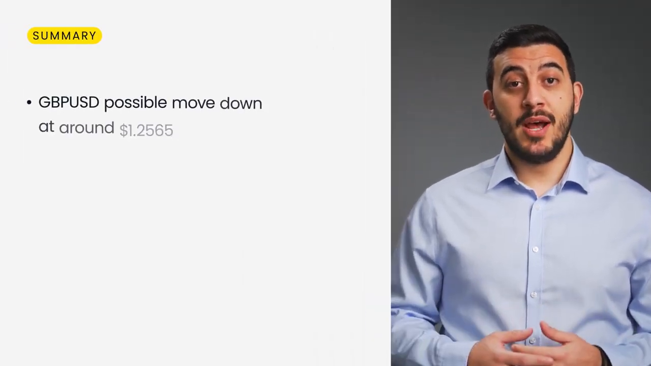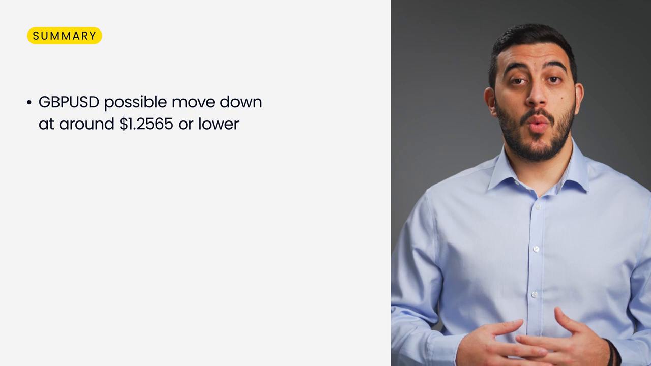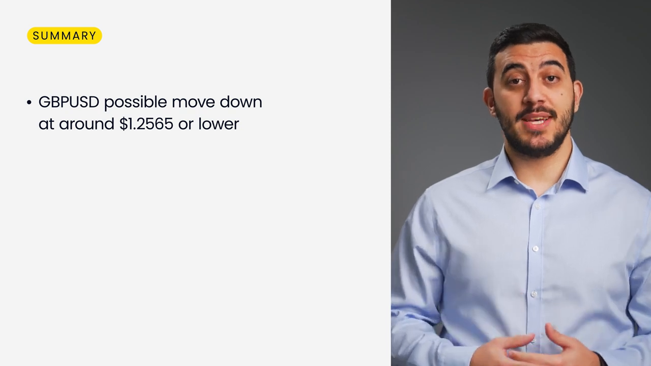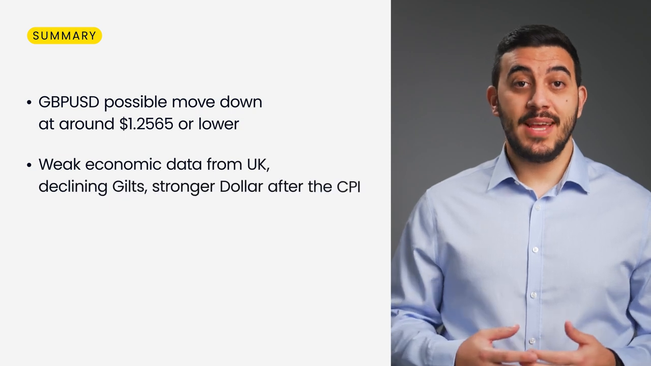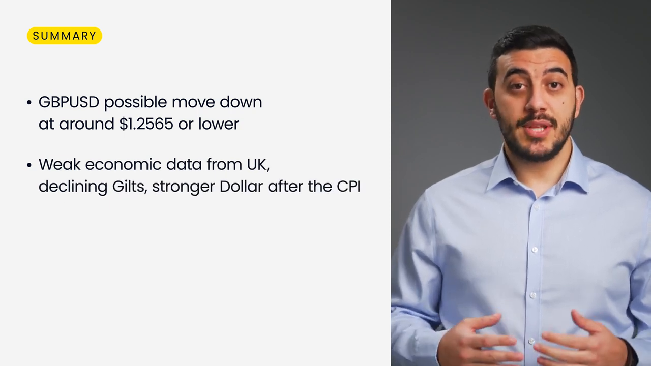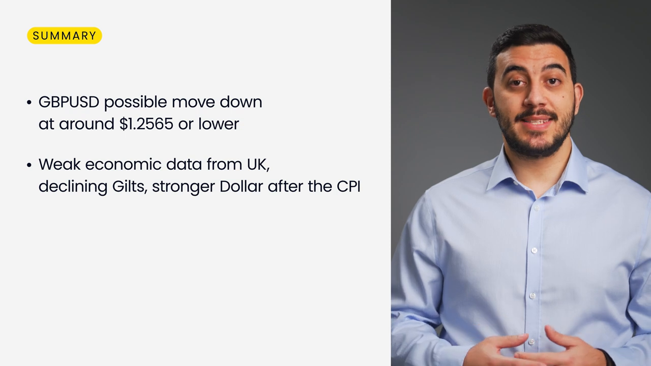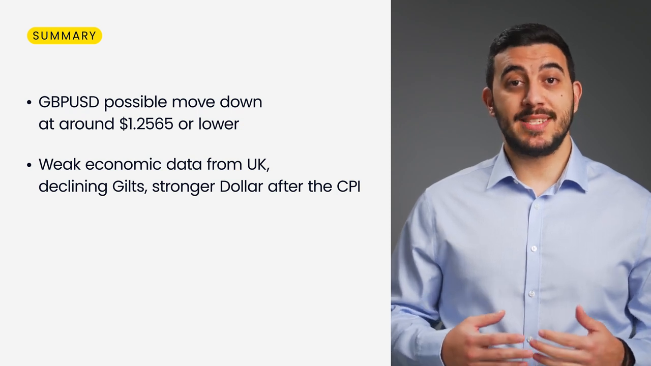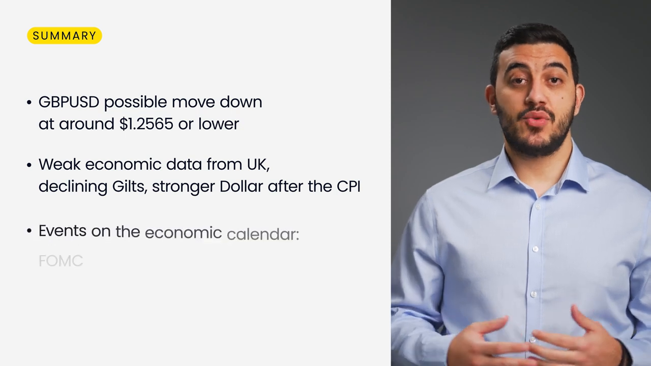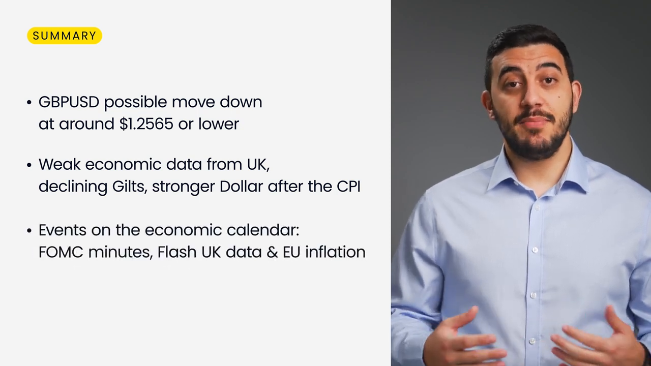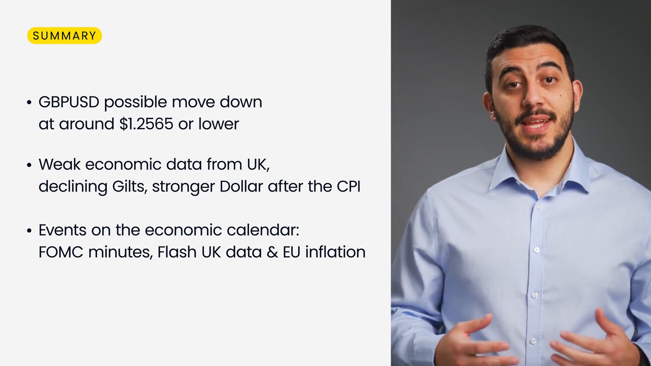So in summary, the trading idea for this week is a sell on the pound-dollar pair with a potential target around the 1.2565 price area or even lower. The main narratives are the weak economic data from the UK, the slowdown in the 10-year British gilts, and a stronger dollar after the CPI publication of last week. The economic data that could affect this trade is mainly the FOMC minutes on Wednesday and flash data from the UK on Thursday.